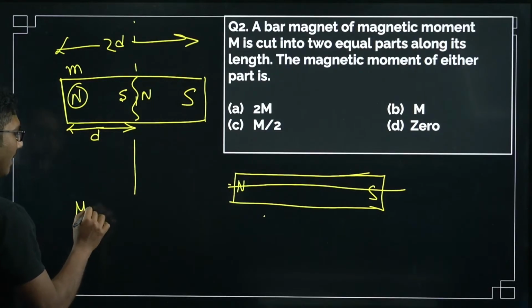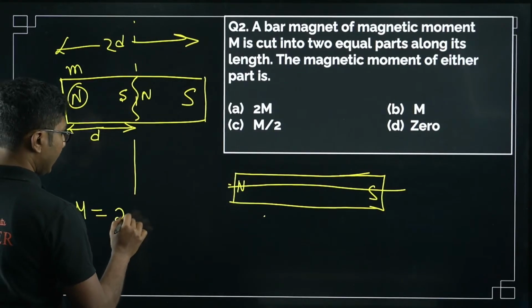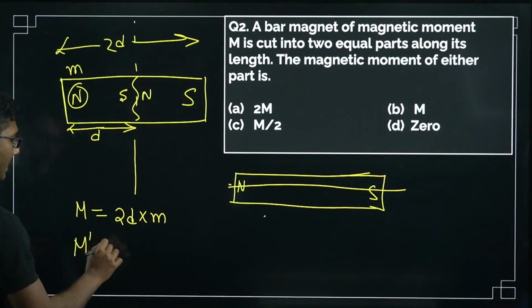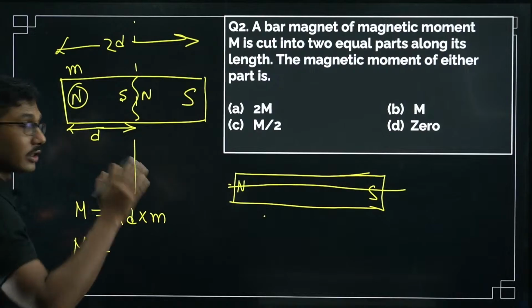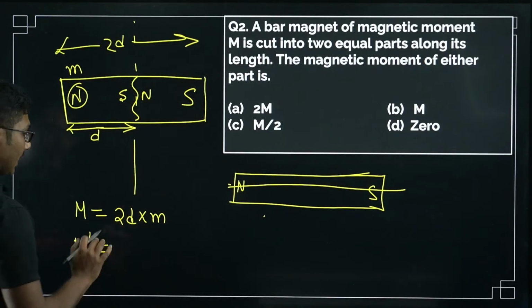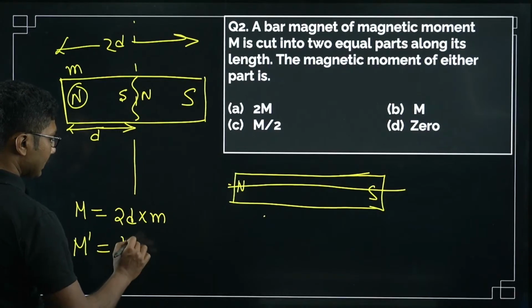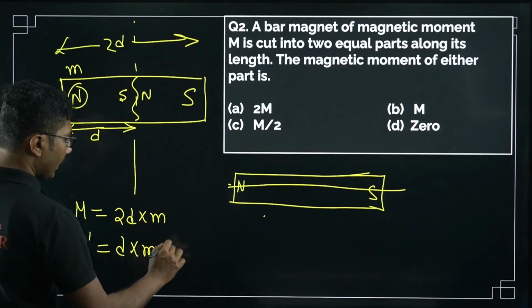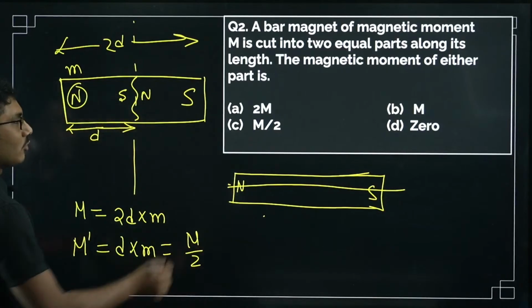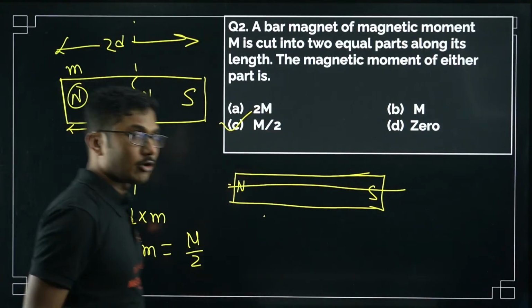So initially M was 2d into m. Now the new M dash, each of them, not the total magnetic moment. Total magnetic moment has nothing to do with it, right? So now the new magnetic moment is d into m. D into m means it will be basically capital M by 2. Okay, so option will be C. Correct option will be C.